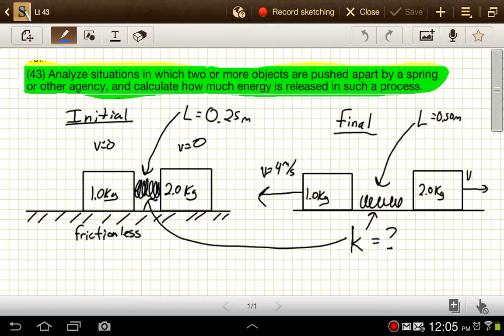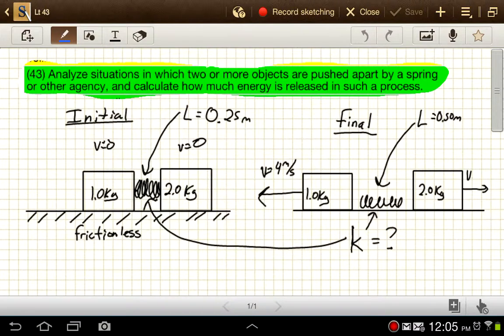So in this one, we've got our starting state where we have our two objects here at rest, and then this spring is compressed in between them, and I've got that labeled with a length right now of 0.25 meters, so it's 0.25 meters from here to here.